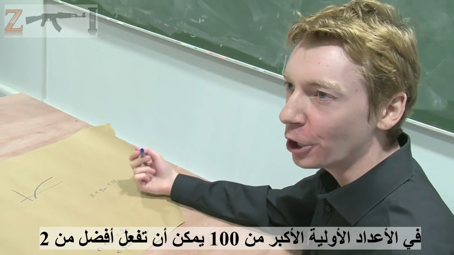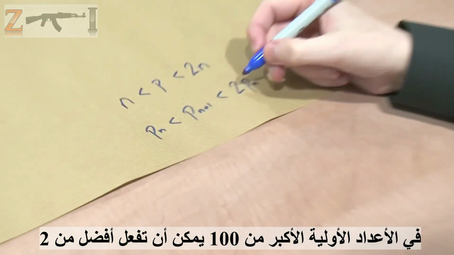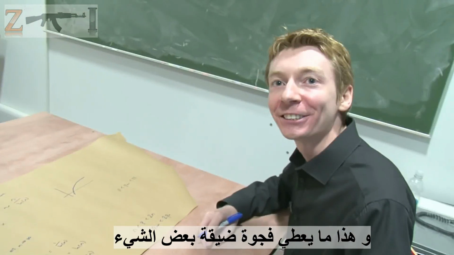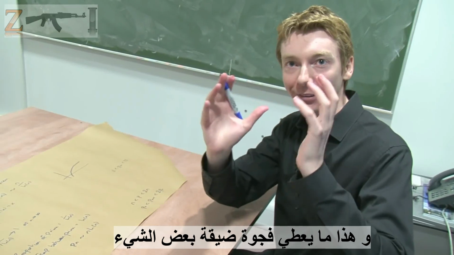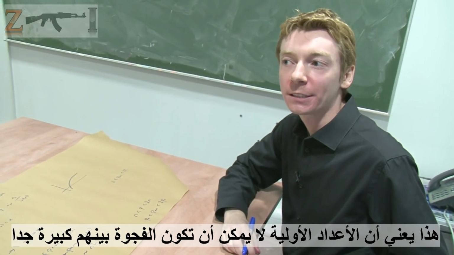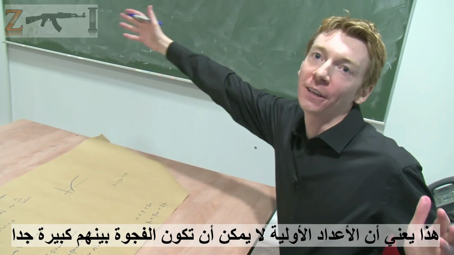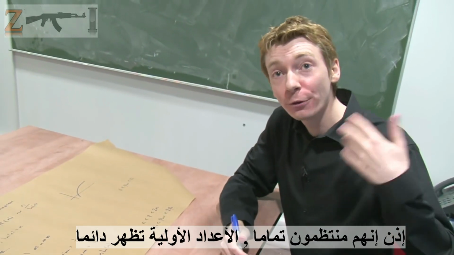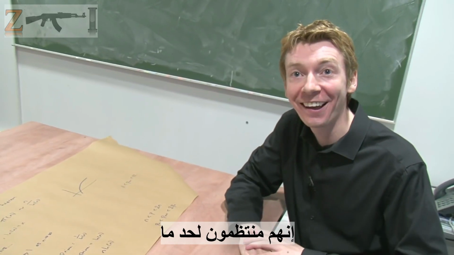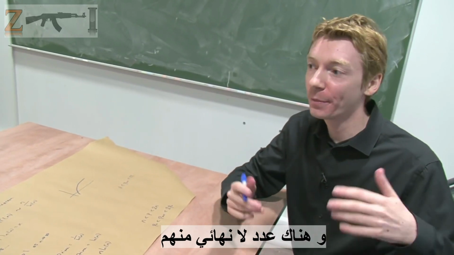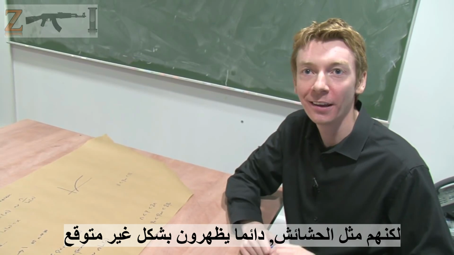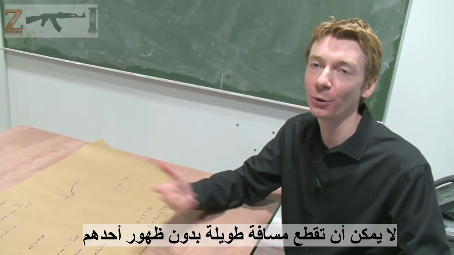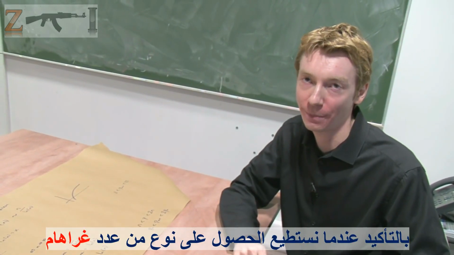For primes over 100, you can do better than 2. That can actually shrink down to 1.2. So that gives you quite a narrow gap. So that just means that the primes can't have very, very long gaps between them. So they're quite regular. Primes are always turning up, they're fairly regular, and there's infinitely many of them, but they're like weeds. They're always popping up. You can't get rid of them. There's another prime. You don't go for too long without another prime popping up.